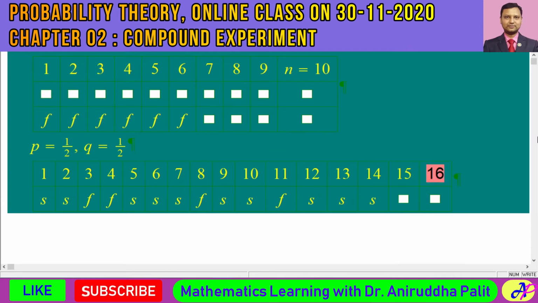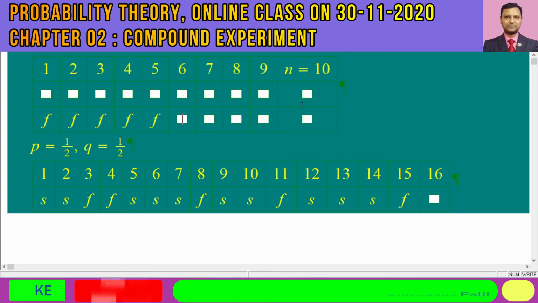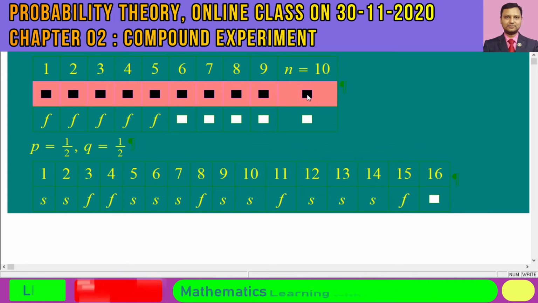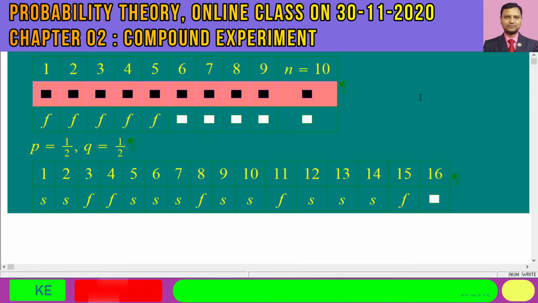Column number 16, trial number 16. Suppose in the 15th trial he draws a failure, that means he chooses the second box and uses a stick out of it. Okay. And then in the 16th trial, he randomly chooses the box, and suppose he chooses the first box and finds, oh my god, the first box is empty.